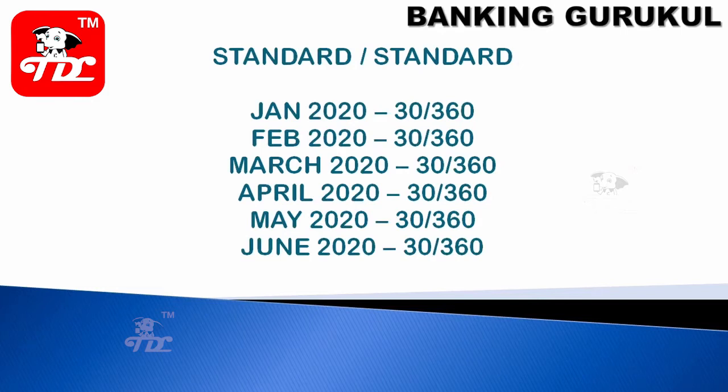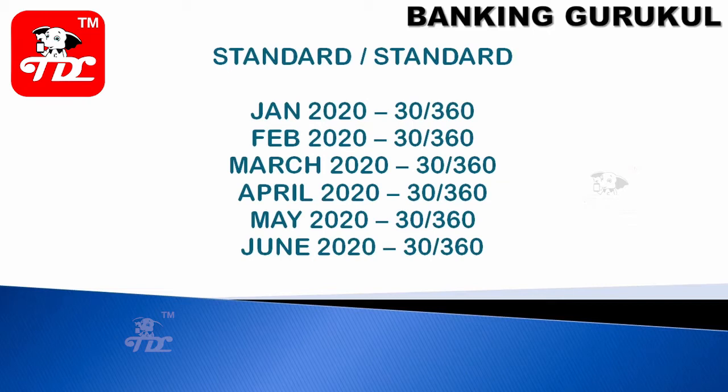So what is standard by standard? Standard by standard means it may be January, any month, you take any month, days I will take as 30, and per year days will be 360. 30 by 360 means 1 by 12.